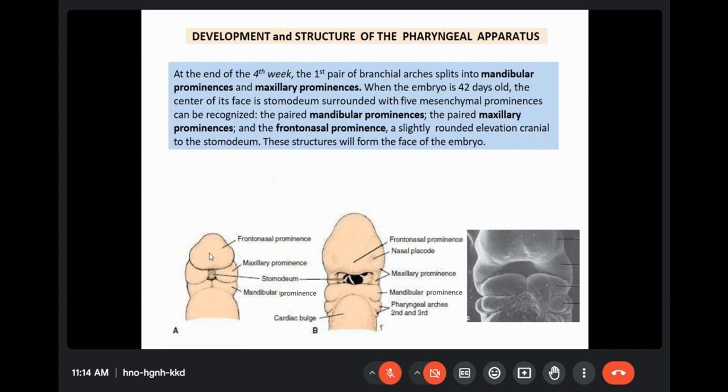So, as the result, if we look at the embryo in the frontal view, which is seen in this picture, we will see the stomodeum in the middle part, the primitive oral cavity, which is surrounded with frontonasal prominence, maxillary prominences, left and right, and mandibular prominences, also left and right. Lower, we see the pharyngeal arches, second and third ones. So these will be the structures of the future face of the embryo.